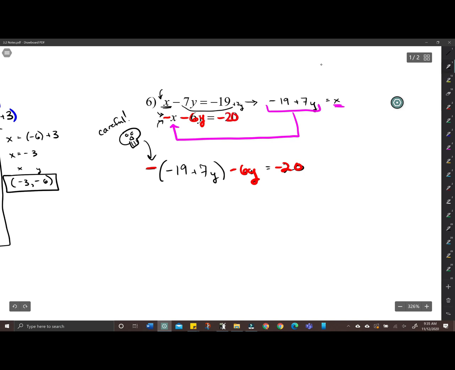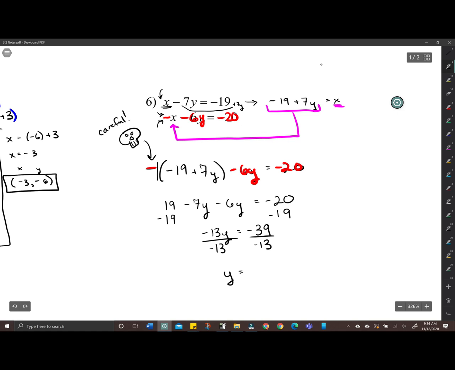Now distribute the negative, so it's like a negative 1. So negative 1 times negative 19 is positive 19. Negative 1 times positive 7 is negative 7y. Minus 6y equals negative 20. This is going to be negative 13y. I'm going to subtract 19 from each side, which is negative 39, and divide, which gives me y is equal to 3.